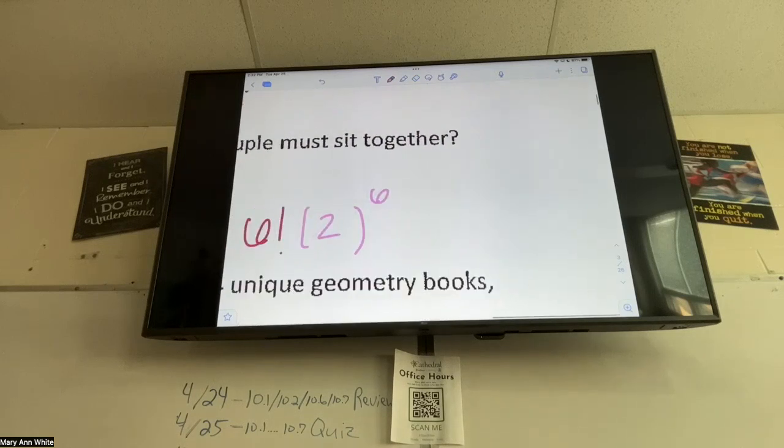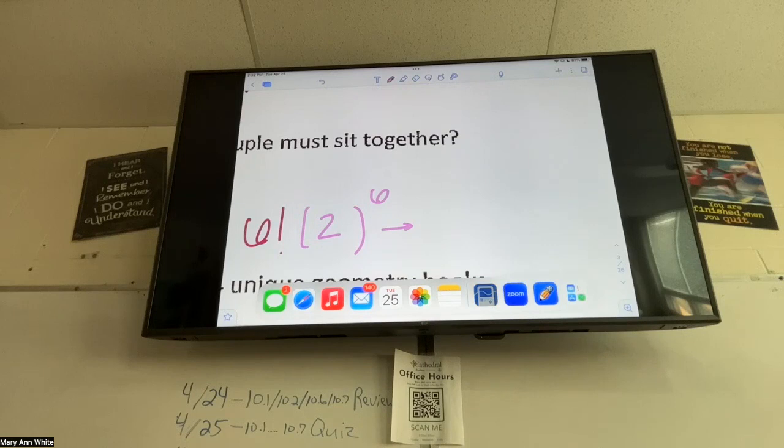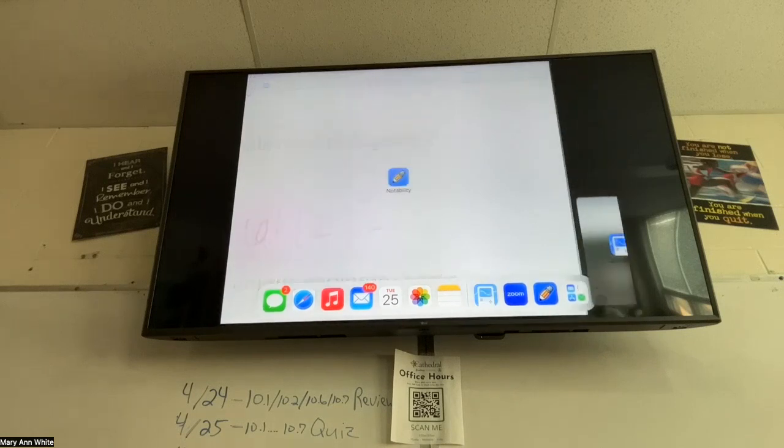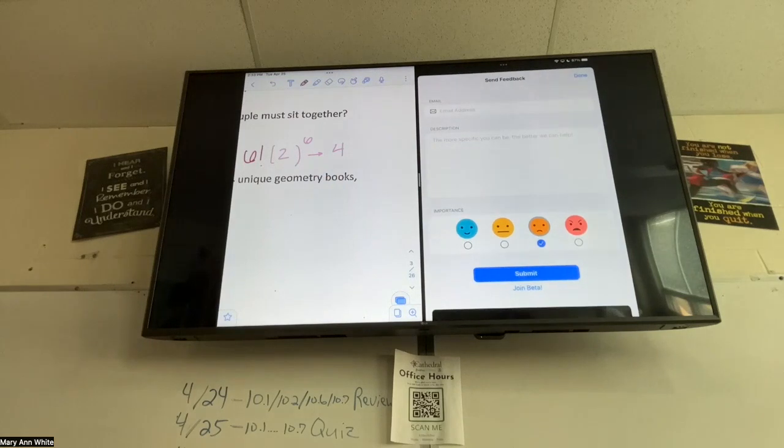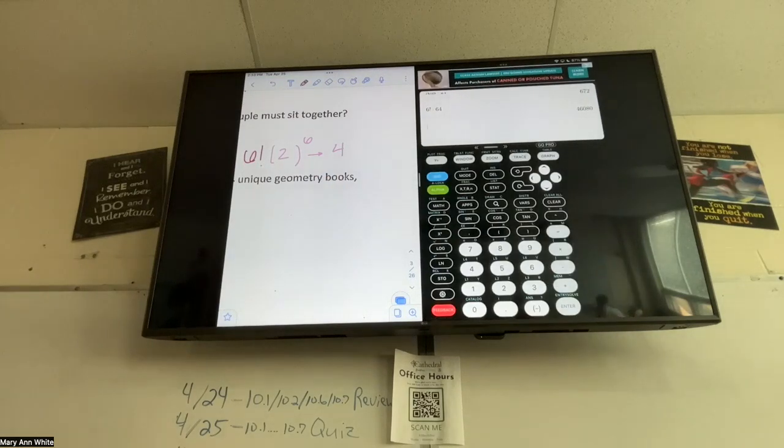Let's throw that in the calculator really quick. Did you do 6 factorial as well? Oh, no. And then is 2 to the 6th 64? Okay, perfect. So 6 factorial times 64 is a pretty big number. Ooh, 46,080. That's a lot of different ways that 12 people, 6 couples, can sit.